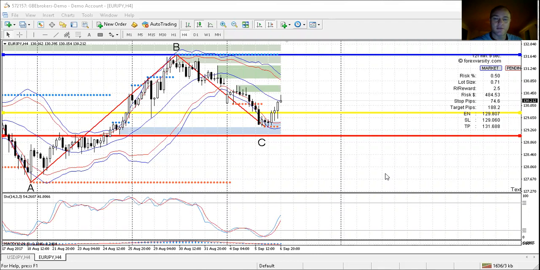Sometimes students get confused or they're not quite sure exactly when to bring their stop loss up, and if at all. So hopefully I'll be able to give you a couple of pointers which might just help you.